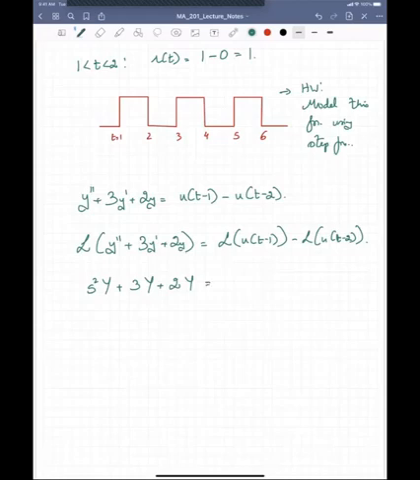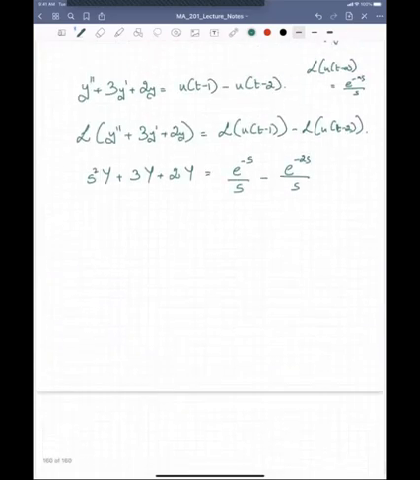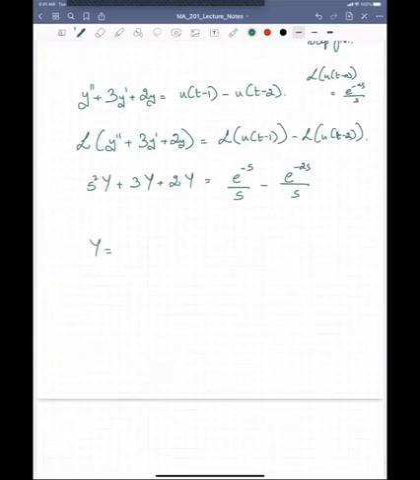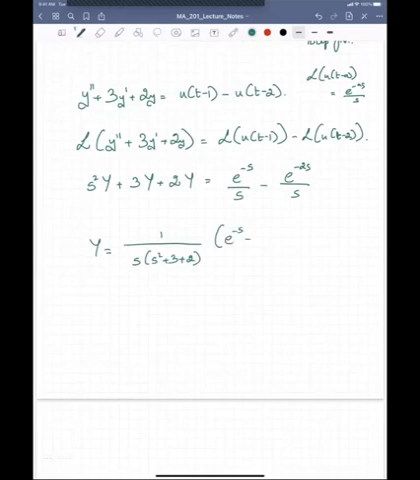This is equal to, well, what is the Laplace transform of u of t minus 1? Remember that we just said that L of u of t minus a is e to the minus as over s. So in this case, a is 1, so this is e to the minus s over s. And in the second case, a is 2, so this is e to the minus 2s over s. And now this becomes again an algebraic equation that I can easily invert to find capital Y. Capital Y would be 1 divided by s times s squared plus 3s plus 2, times e to the minus s minus e to the minus 2s.